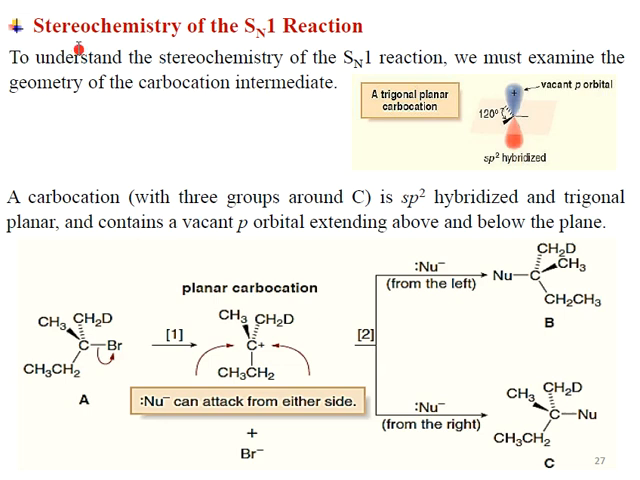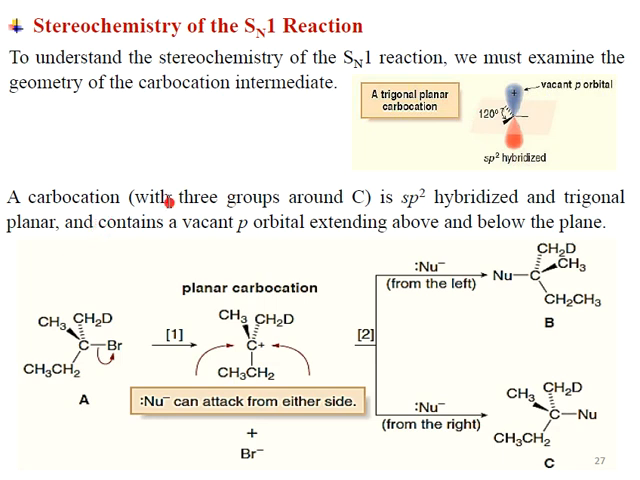Here is the difference between SN1 and SN2. The stereochemistry of the SN1 reaction. To understand the stereochemistry of the SN1 reaction, we talked about the SN2, and we said the SN2 has inversion of configuration. And here we must examine the geometry of the carbocation. The geometry of a carbocation, carbon with positive charge and three groups, is trigonal planar. Look, this is trigonal, on one plane.